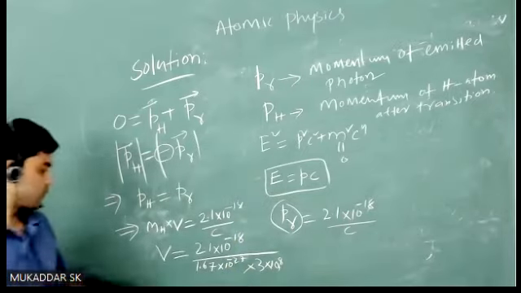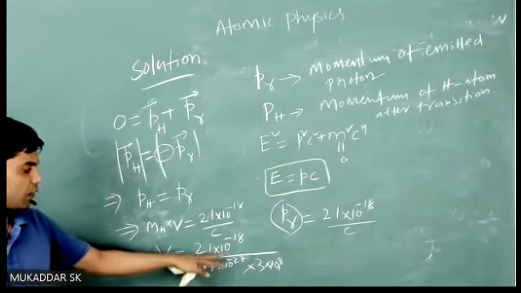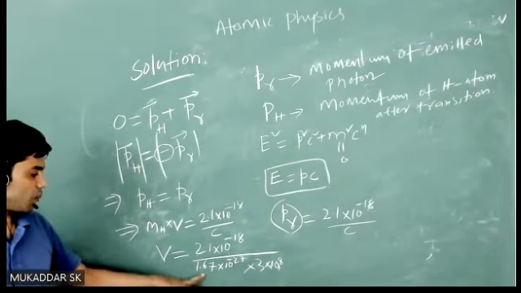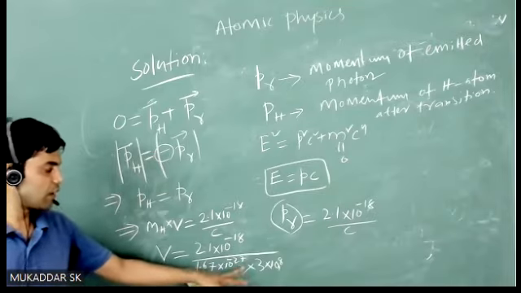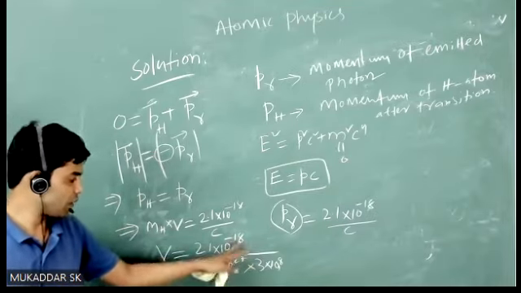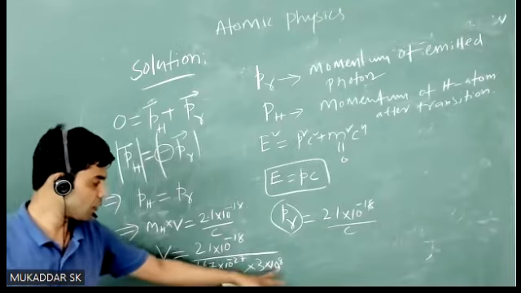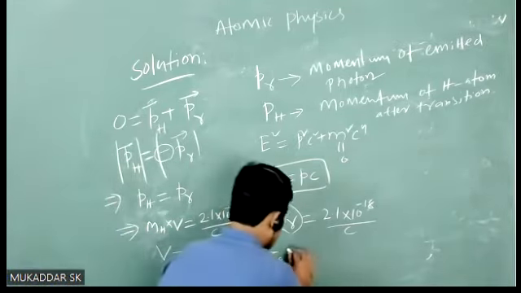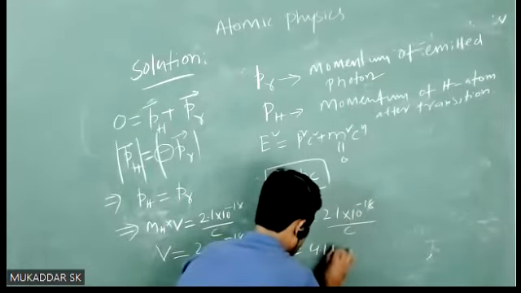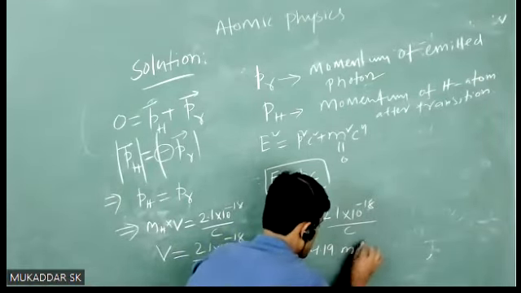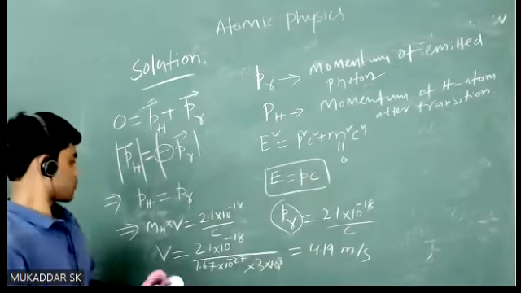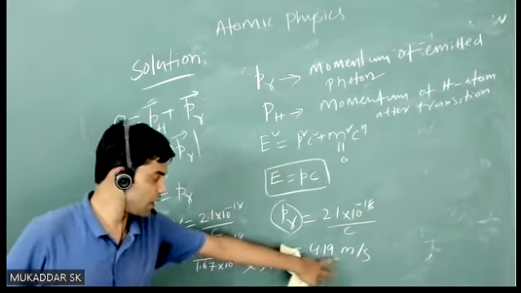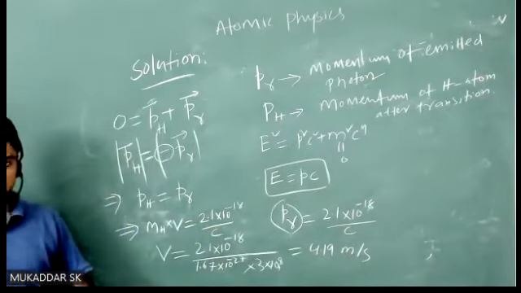So I'm repeating this: the speed will be 2.1 into 10 to the power minus 18 divided by the mass of hydrogen, which is 1.6 into 10 to the power minus 27 kg, and then the speed of light c, that is 3 into 10 to the power 8. Now if you calculate it, you will get 4.19 meter per second. So the recoil speed of the hydrogen atom is 4.19 meter per second. Has everybody got it?